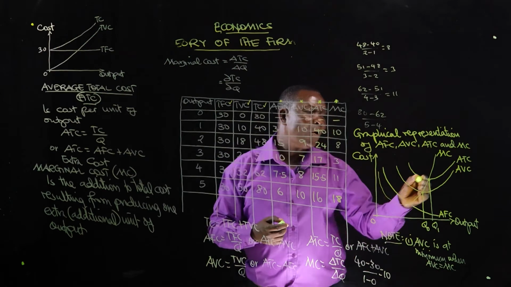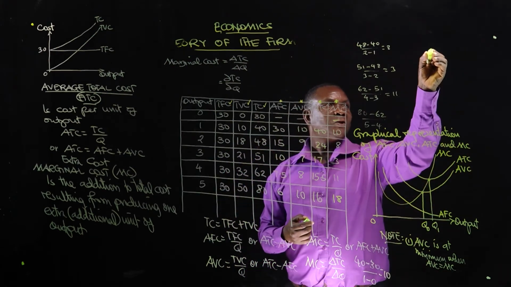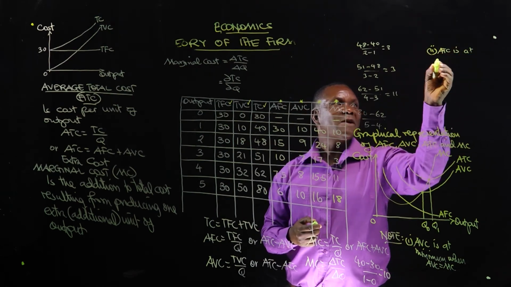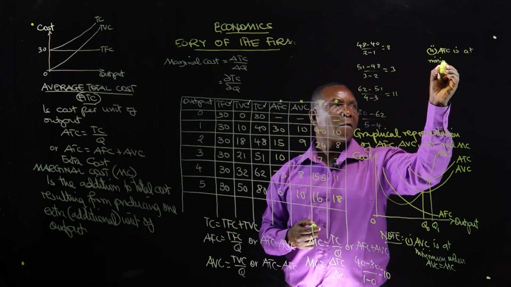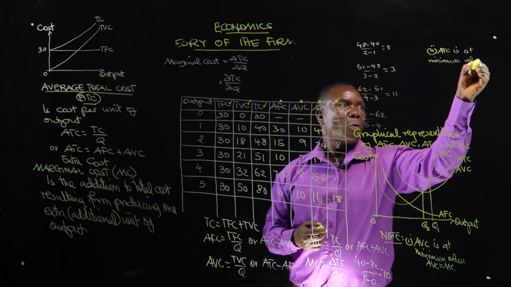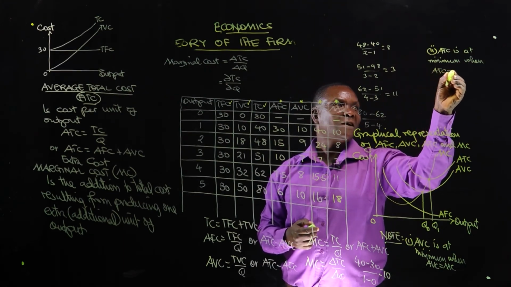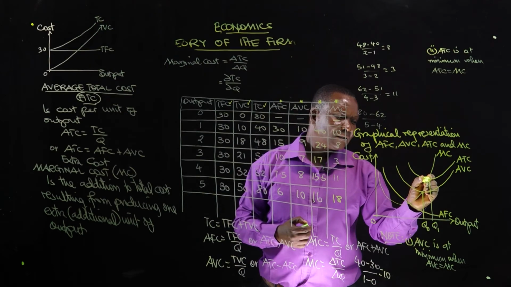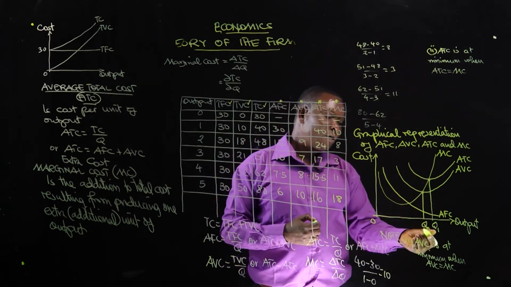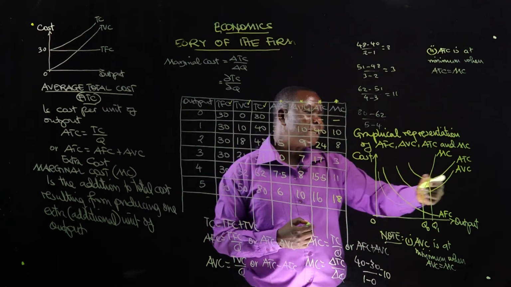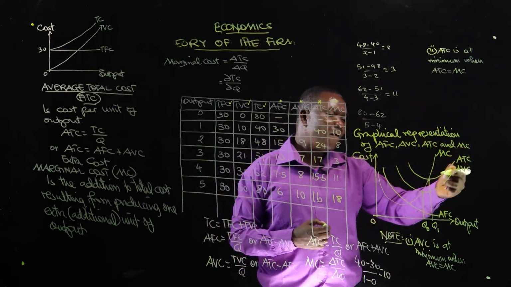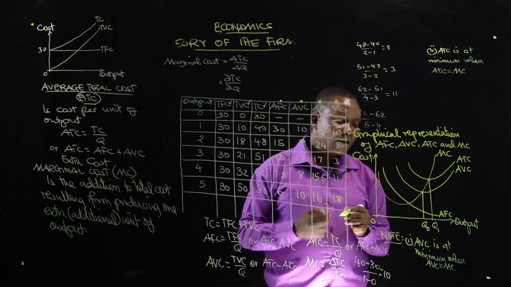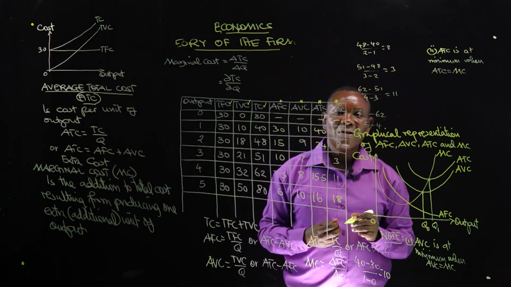The same will be for the case of average total cost. So, secondly, average total cost is at minimum when average total cost is equal to marginal cost. Remember these 2 points, Q0 and Q1. The turning point of average variable cost and average total cost is when they intersect the marginal cost curve. Remember this, it's very, very important.